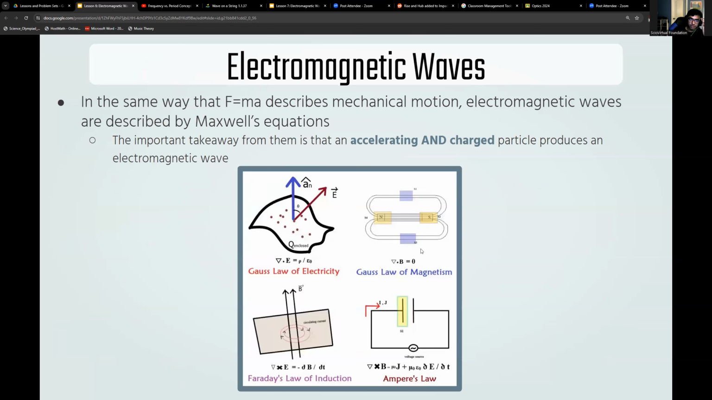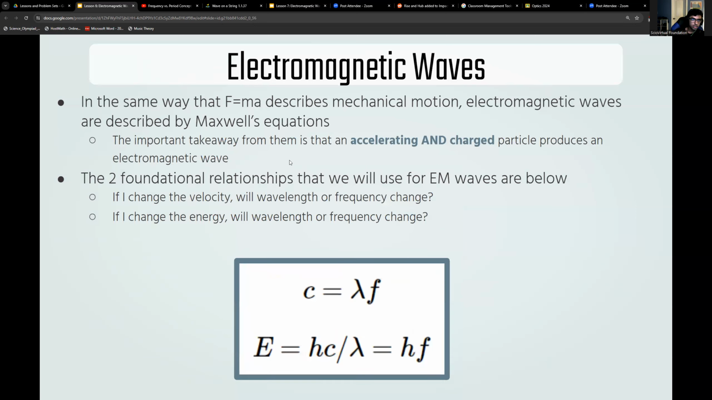Let's talk about electromagnetic waves. In the same way that F equals ma is our big equation for classical mechanics, electromagnetic waves are described by Maxwell's equations. Not going to get into them, but everything we talk about with electromagnetic waves comes from a set of four equations. They look complicated, but they're actually somewhat simple if you abstract past the calculus, which is pretty cool actually. We can do so much with just these four.